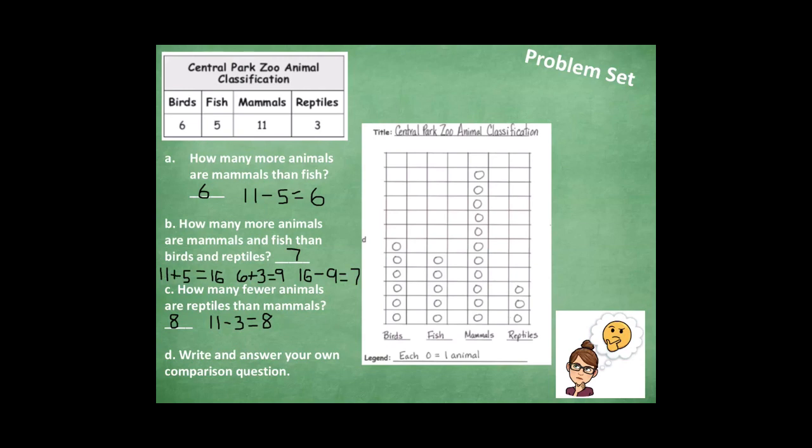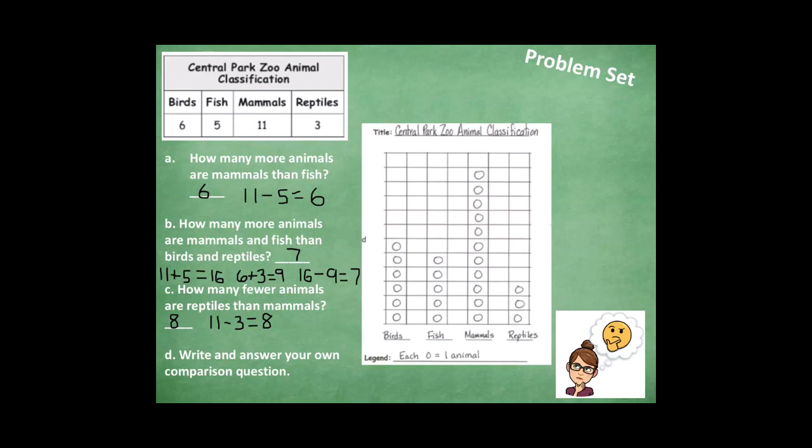But to find the difference between the two, I had to take the 16 fish and mammals and the 9 birds and reptiles and subtract those two numbers. 16 minus 9 equals 7. So how many more animals are mammals and fish? 7. There were 7 more mammals and fish than birds and reptiles. How did you do with that one? It was a lot of work.